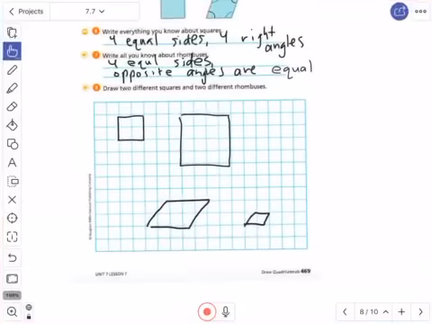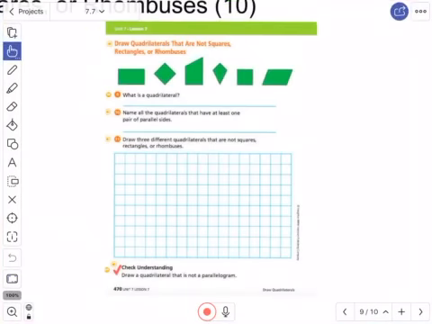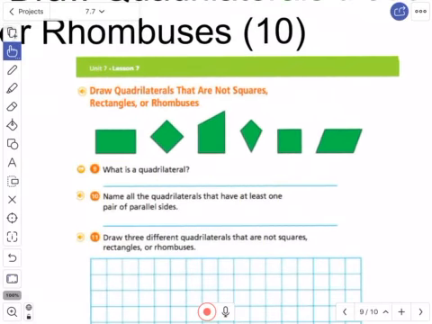Okay, we are on our last page here. So page 470. If you have not done it yet, send it off to Notability so you can work on it. And we are going to draw quadrilaterals that are not squares, rectangles, or rhombuses.